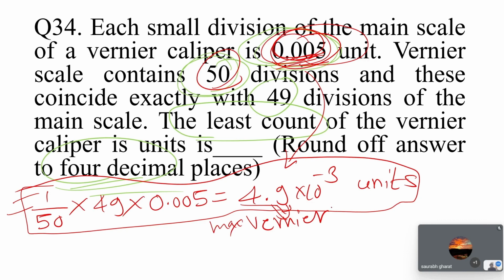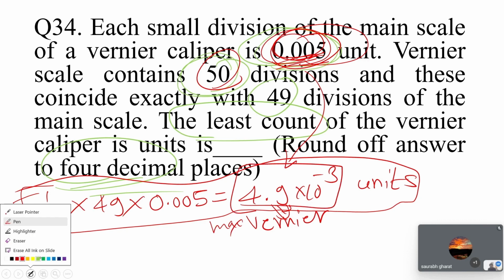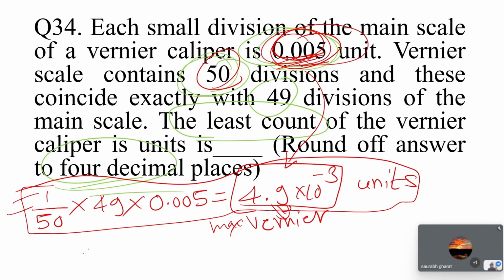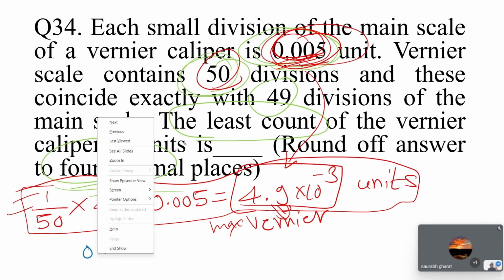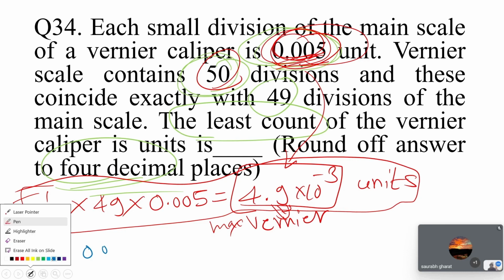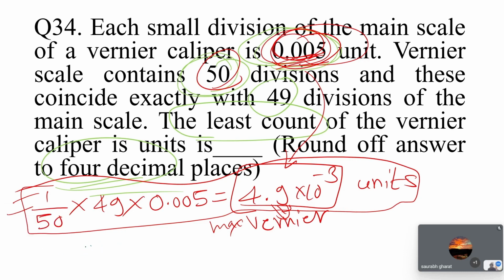So right now we got this answer. We have your main scale. This is your main part, from your main scale, and this is from your vernier scale. If you do this part, what you will get is actually the difference. This is the maximum on your main scale, and this is on your vernier scale.